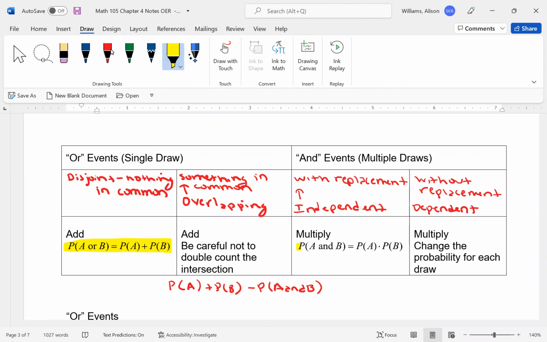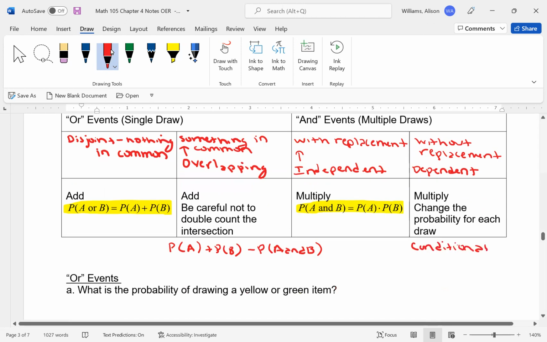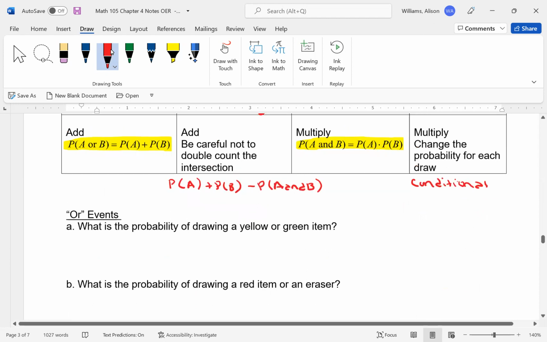What's the probability of drawing a yellow item or a green item? Okay, so I actually suggested that earlier. When we look at yellow and green, and it's an or, I notice that they have nothing in common. They're disjoint, okay? Things that are yellow and things that are green have nothing in common. So I can just add the two of them together. That's this equation right here, this very first category. So I'm going to add the probability of yellow plus the probability of green, which was 3/10 plus 3/10, and that comes out to 6/10.